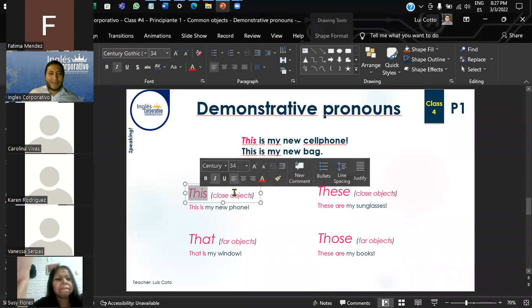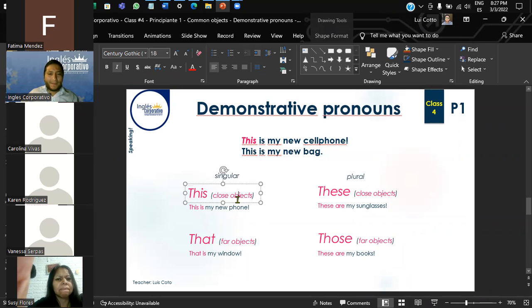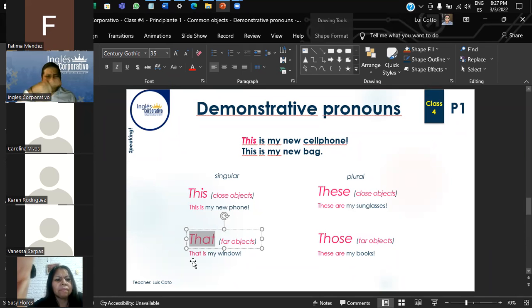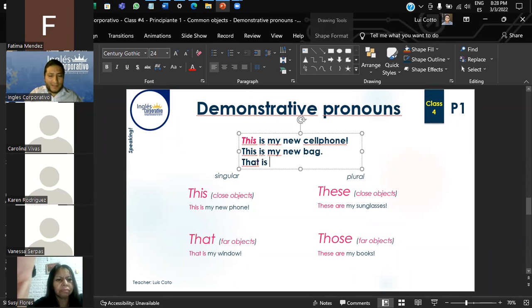If you see, this is for close objects that you can touch. Yes, you can touch the objects. Any singular, only one object. Okay. And the other word is? That. Okay, what is that behind you, Eliezer? What is that? The window. What is that? Window. The window. Okay, that is the window, you can say. Okay, because it's not close. No está cerca. It's far. It's the opposite. Okay, this and that.